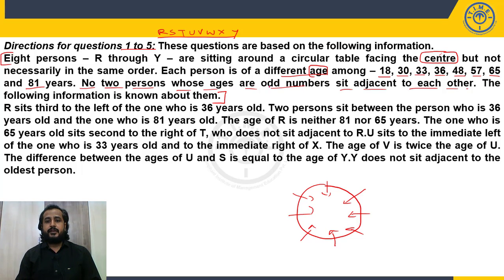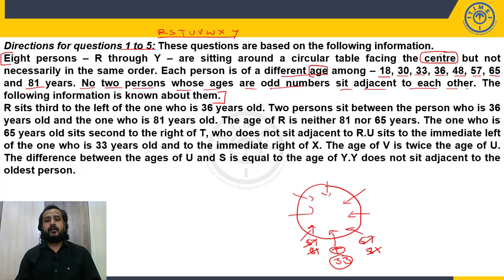No two persons whose ages are odd numbers sit adjacent to each other. Let's say the age of T is 33. The age of T is 33. So adjacent to T, we can place only persons whose ages are even numbers. Because it is given that no two persons whose ages are odd numbers sit adjacent to each other. So odd numbers cannot be adjacent to each other. So adjacent to 33 cannot be 57 and 81. 57 and 81 cannot be adjacent to 33. It is what they are trying to say.